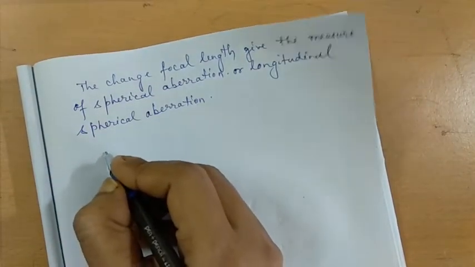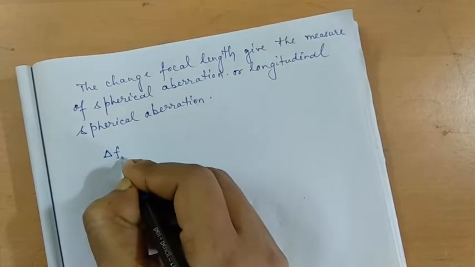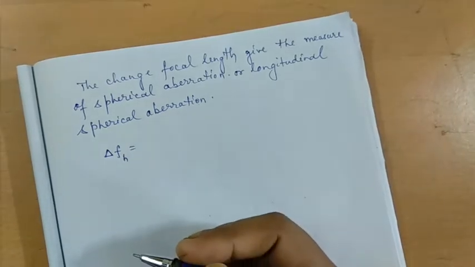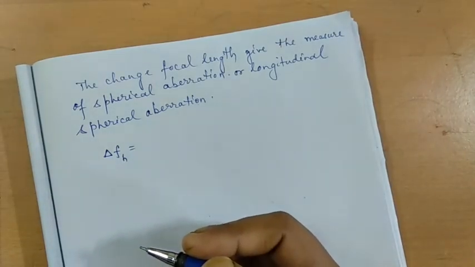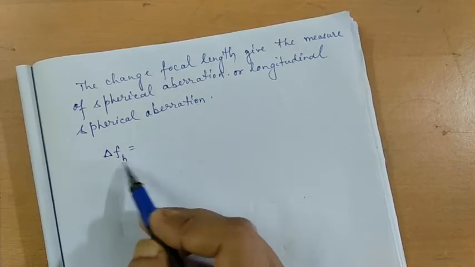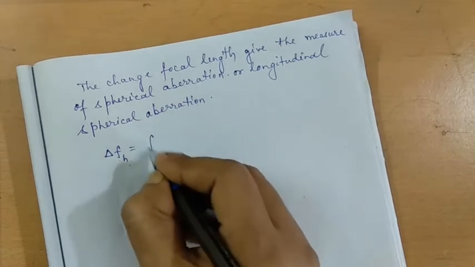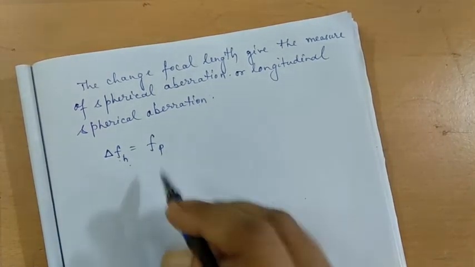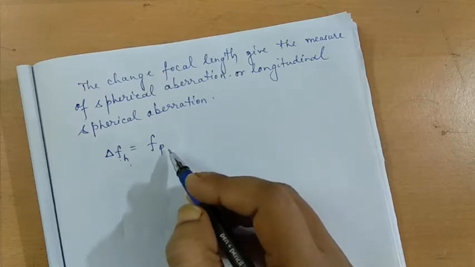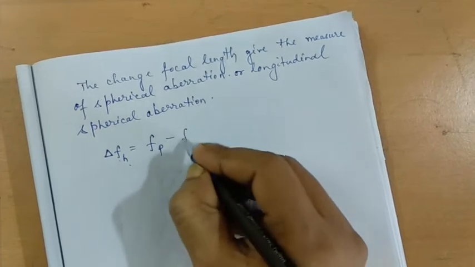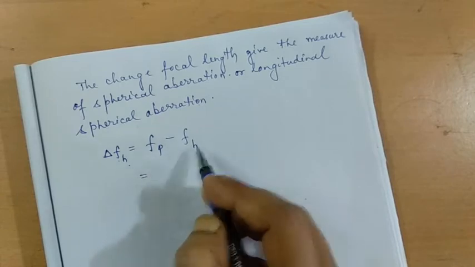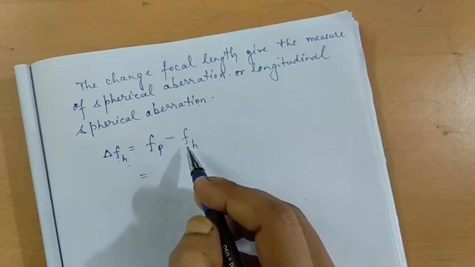So the change in focal length del fh is equal to, because you had some height h and then a height 0, so the change in focal length will be h minus 0. So I have denoted here del fh is equal to fp minus fh, because as we know, the focal length for the paraxial rays is more than the focal length for the marginal rays. You have these two values; substitute them in this equation.